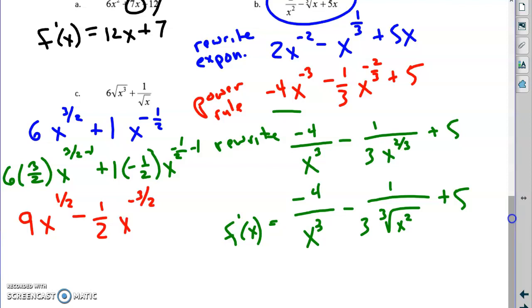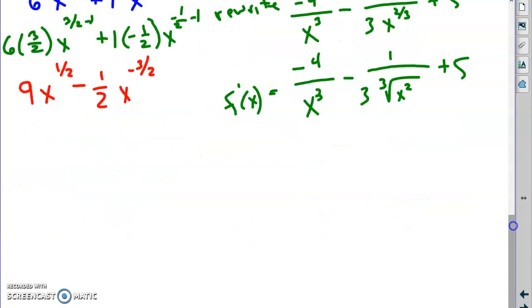And again, if it didn't say otherwise, we could leave it like that and we'd be done. If we can't have fractional exponents, it's 9 radical x. If we can't have negative exponents, the 1 stays up, the 2 stays down, and x cubed moves down, square rooted. There is f prime right there. And again, no more limit definition of derivative, just power rule.